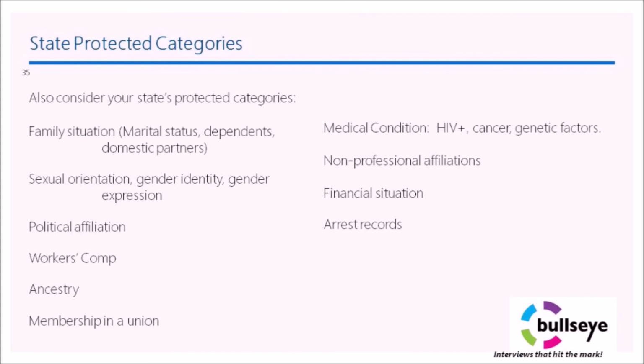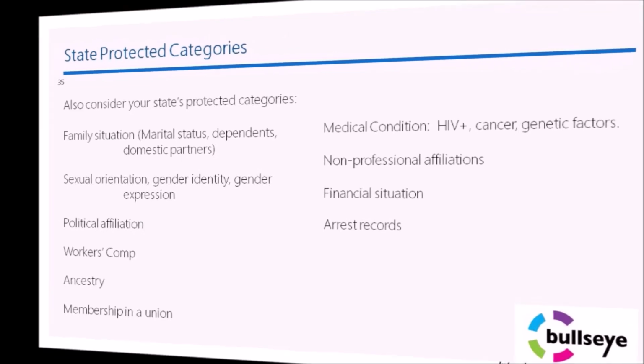In addition to the federal protections, many states take the liberty of creating additional sets of protected categories. So many states' laws mirror the federal laws, but add additional protected categories, such as marital status, family situation, medical condition, and the like. So check with your state to ensure that you understand what topics are prohibited from discussing in an interview. Those resources can be found in the Free Resources tab on the Bullseye website.